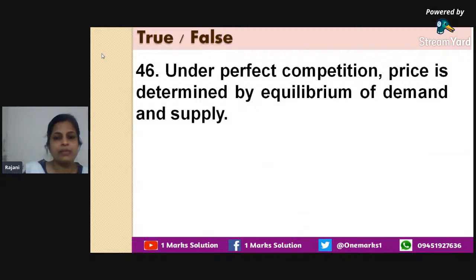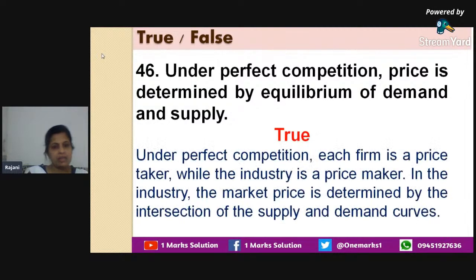Next, under perfect competition, price is determined by equilibrium of demand and supply. Correct. Only price is determined by equilibrium of demand and supply under perfect competition. Each firm is a price taker. The industry is price maker. In the industry, the market price is determined by the intersection of the supply and demand curves.